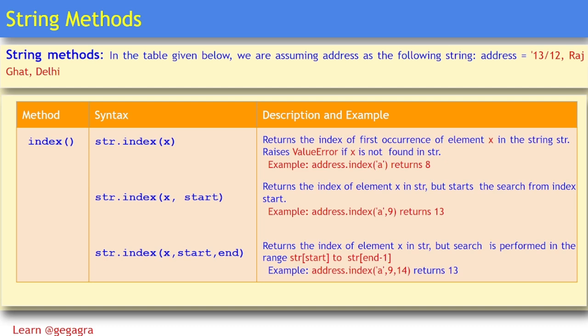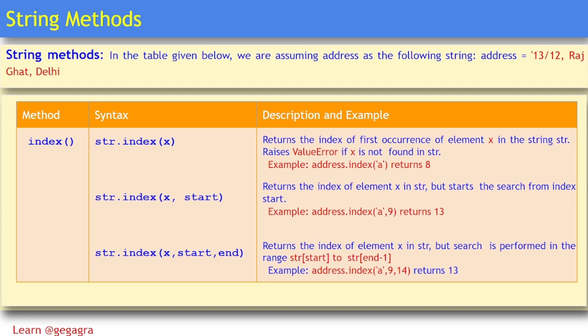So if you look at address dot index of a, it returns 8. Why? Because it will start from 0, 1, 2, 3, 4, 5, gap 6, 7. On 8, a is available, and that is why it will return 8.